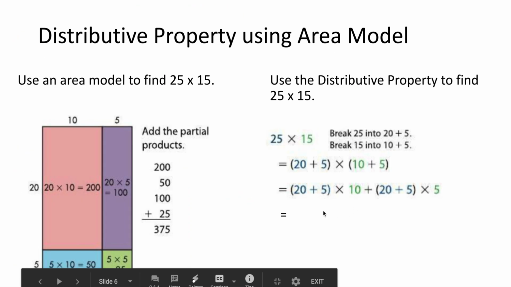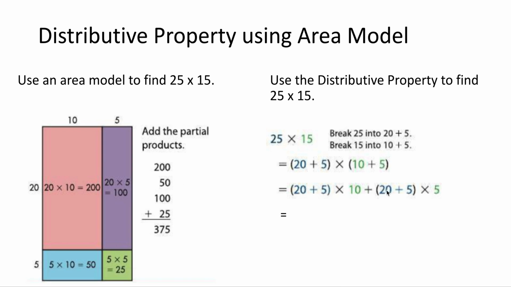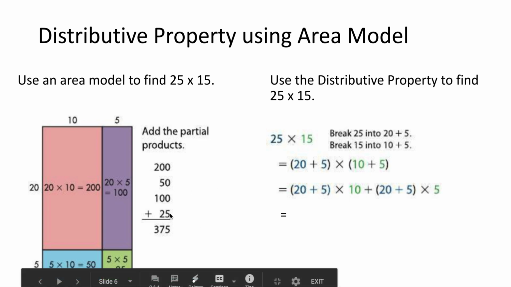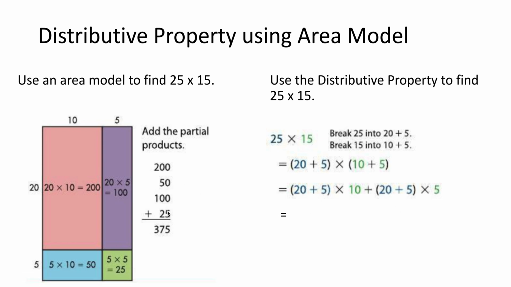Oh, I didn't complete that. So you can write here 20 times 10 as 200. 200 is right here, right? 5 times 10, 50. 20 times 5, 100. 5 times 5, 25. So next row, you're going to get exactly the same number in this vertical line here.